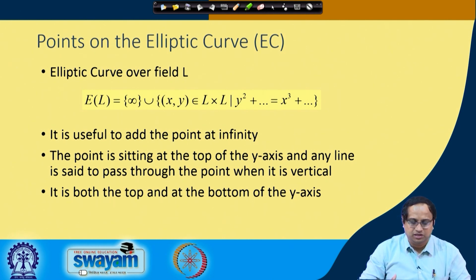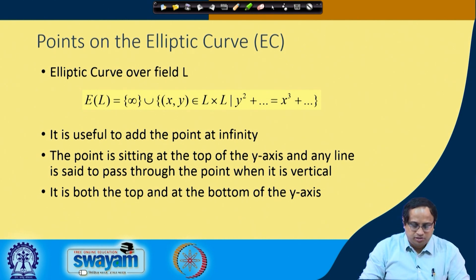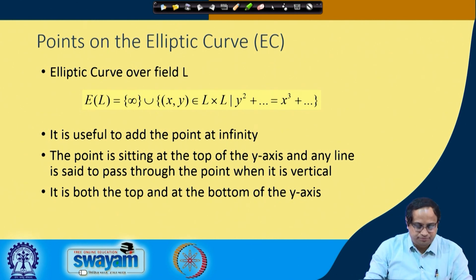So you can also conceive of it in this way: it is essentially nothing but the identity of my group, or my 0 element of the group. So this notion will be clear very soon. So it is kind of sitting at the top and also the bottom of the y axis.